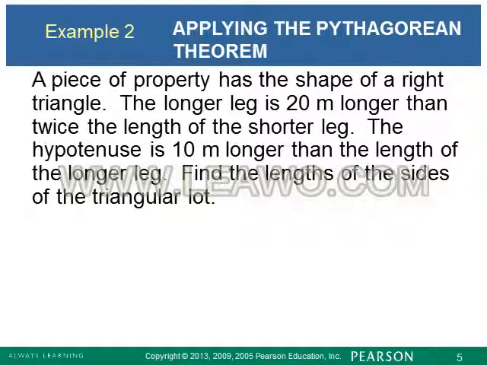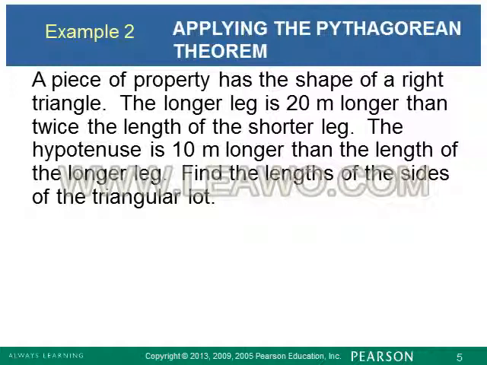and now we have a problem that is a real-life application problem. It says a piece of property has the shape of a right triangle. The longer leg is 20 meters longer than twice the length of the shorter leg. The hypotenuse is 10 meters longer than the length of the longer leg. Find the lengths of the sides of the triangular lot.